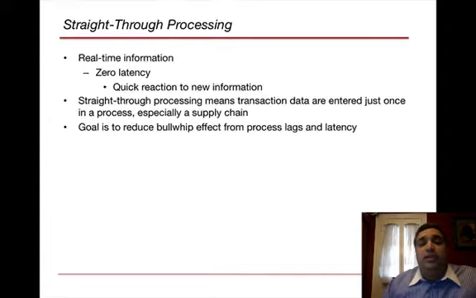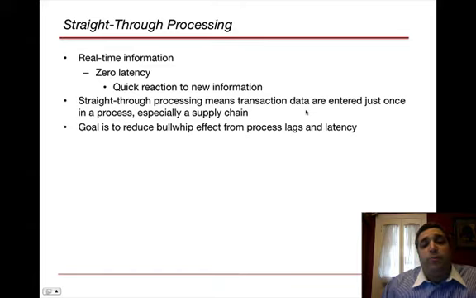We have 0 latency. We have quick reaction to new information. As soon as my inventory level drops to 0, an immediate order is placed through. That order is received and it's actually processed so that the order is basically on its way in the next shipment. It means that transaction data are entered just once in a process, especially through a supply chain, so that we're not entering it in multiple times.